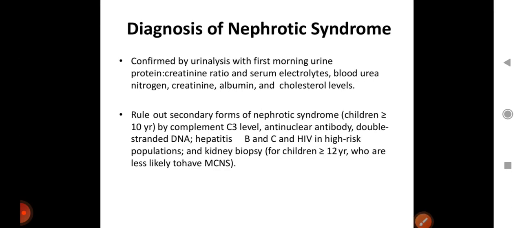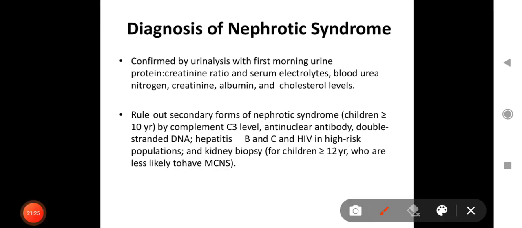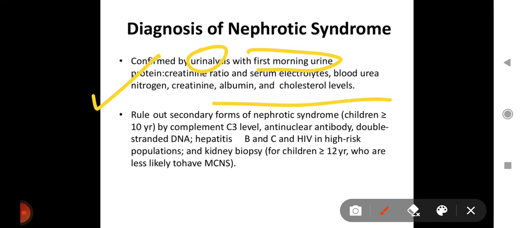Now, how to diagnose nephrotic syndrome? Confirmed by urinalysis of the first morning urine sample. Protein creatinine ratio is done from that sample, and serum electrolytes, blood urea, creatinine, albumin and cholesterol levels are done to see hypoalbuminemia, hypercholesterolemia. And urinalysis will confirm the proteinuria, massive proteinuria, nephrotic range proteinuria. Protein creatinine ratio of more than 2 is the most reliable indicator of diagnosis of nephrotic.